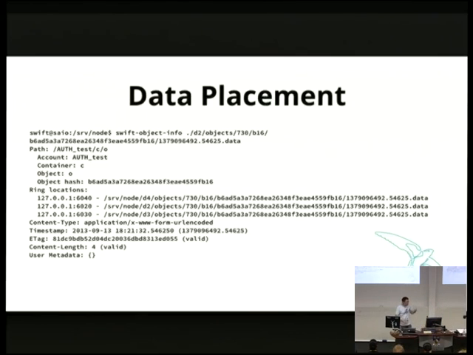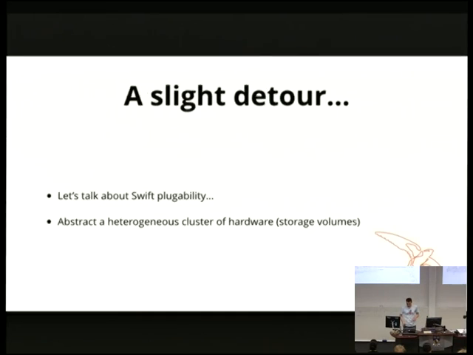The other thing I want to point out here, because I'm coming up to my detour, is that when something's on disk, the point of Swift is to be able to abstract away this heterogeneous cluster of storage volumes. This is your hardware that is abstracted. And so this is what I want to take a slight detour on.